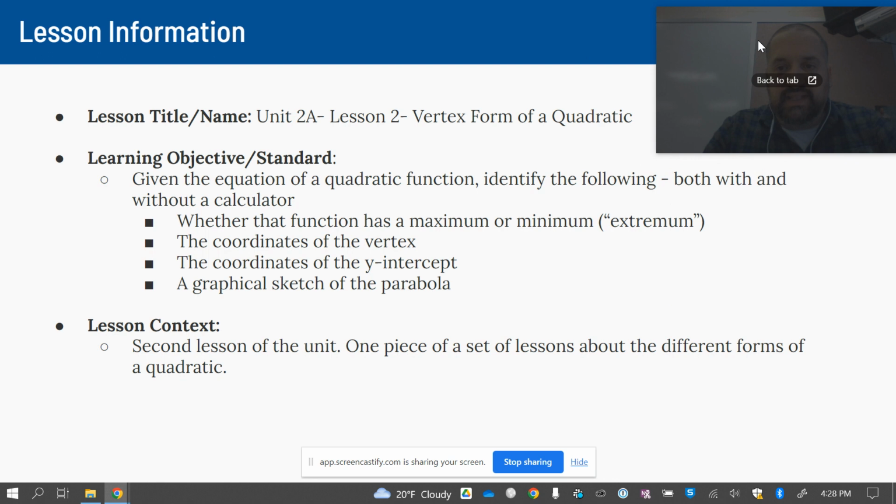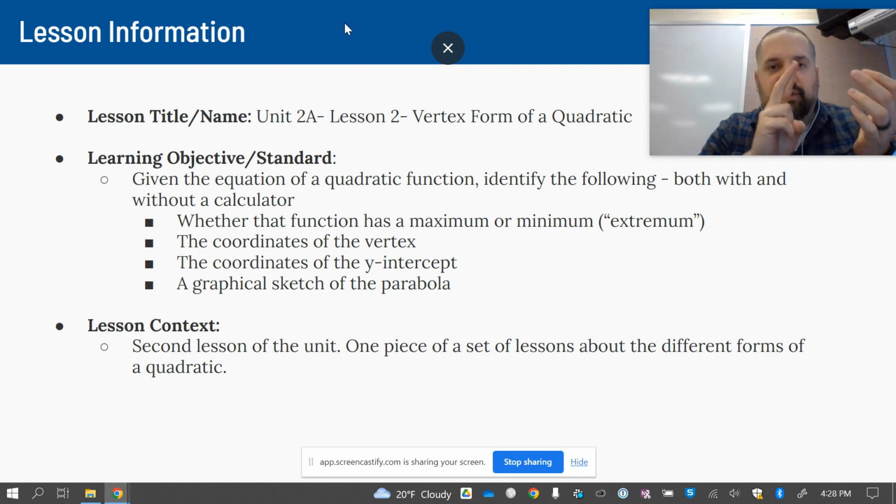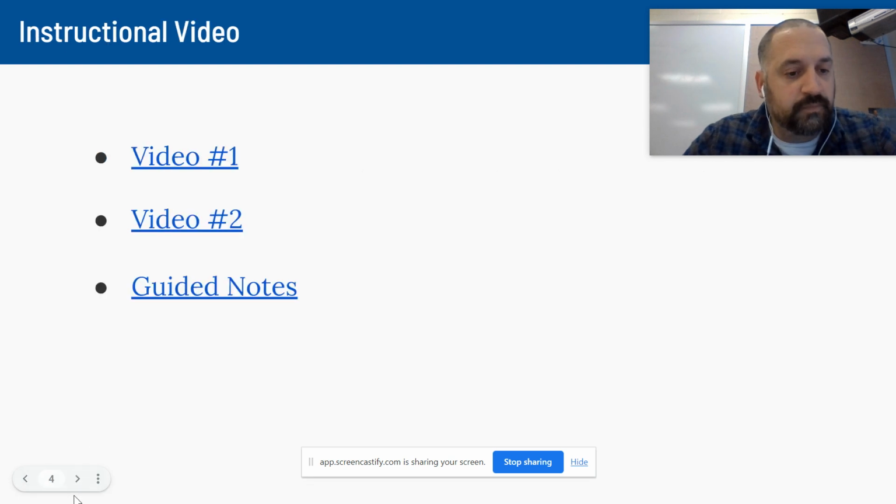And this is the second lesson of the unit, and it's part of a set of three where we talk about standard form, vertex form, and factored form. So this is the vertex form part of it. First thing I just want to talk about is the instructional video. I have two, and they're shorter videos. I'm not going to play the video for you, but I'll pull it up in a second.